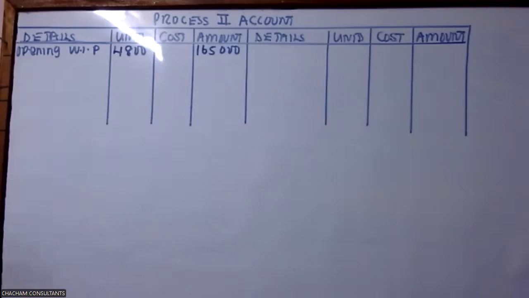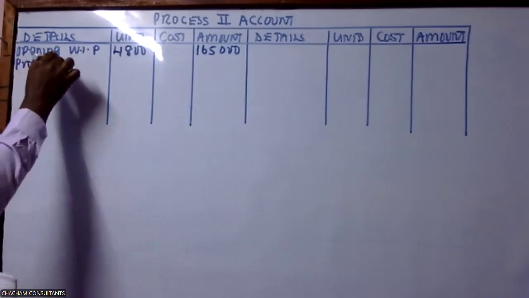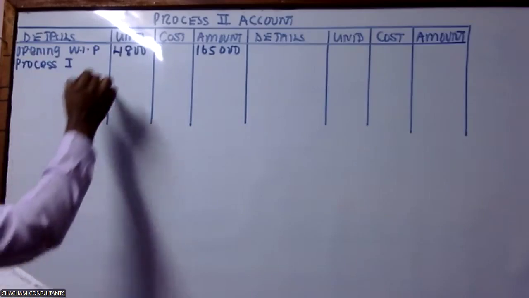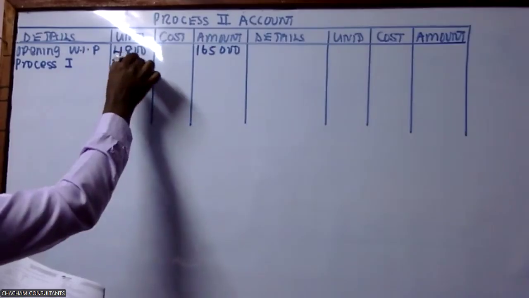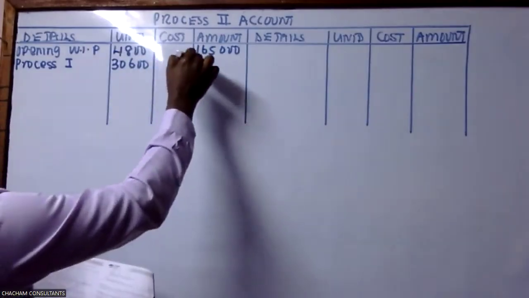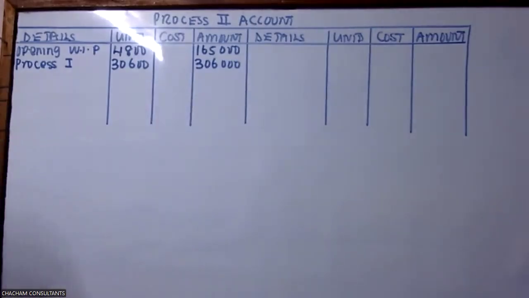So with that, we have to proceed. The degrees of completion will come later. The next thing is now what came from the previous process. So process 1, we are told it brought 30,600 valued at 306,000.